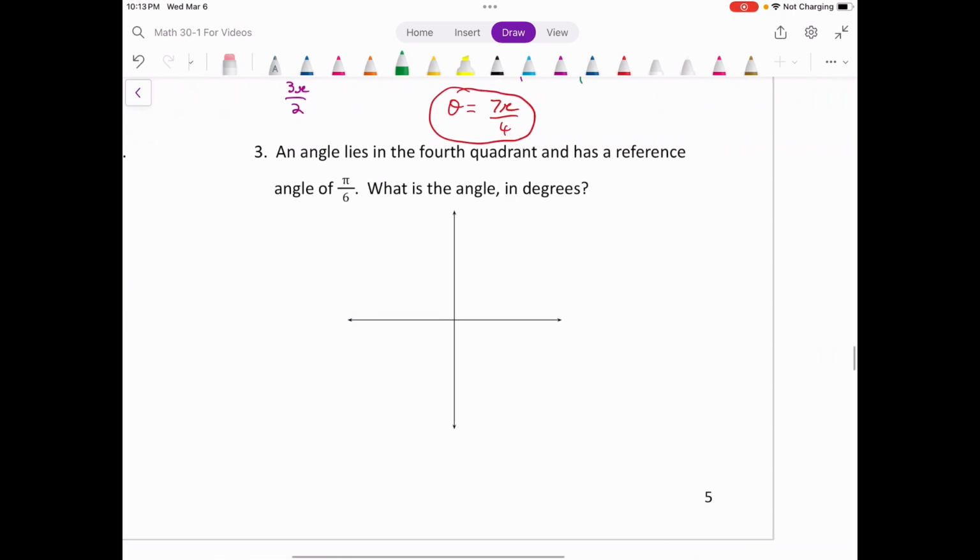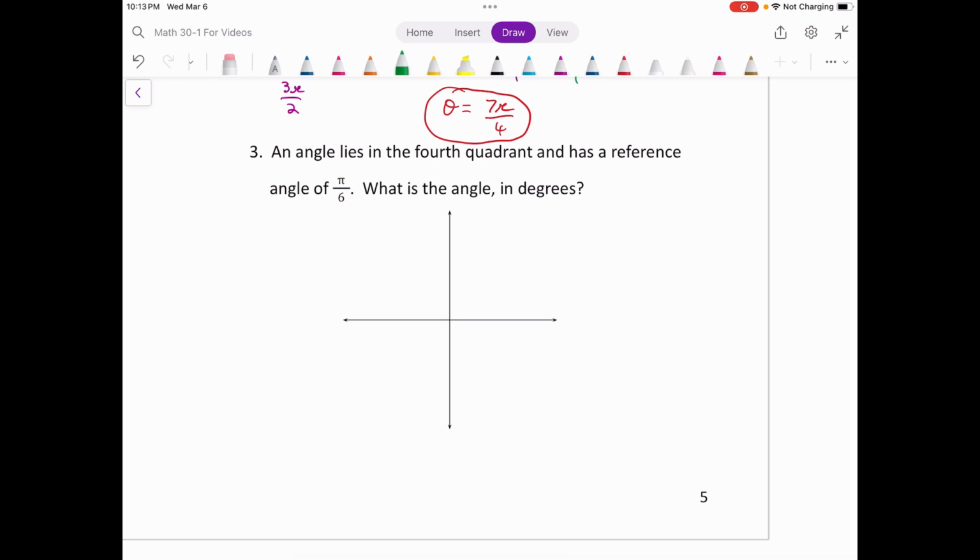Okay, let's try this one. An angle lies in the 4th quadrant and has a reference angle of pi over 6. What is the angle in degrees? Okay, so they're throwing in a conversion for us here too. Okay, so let's start thinking about this.